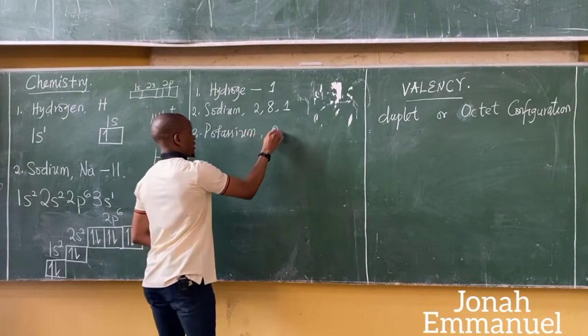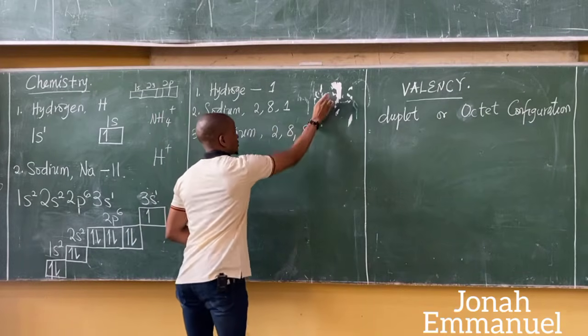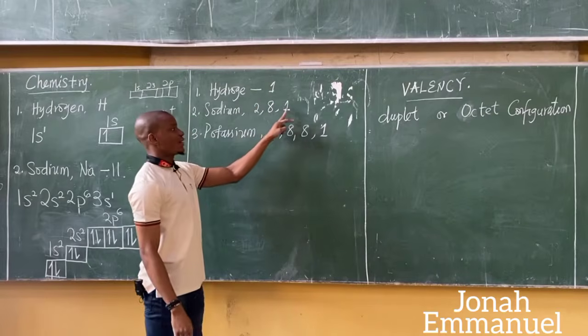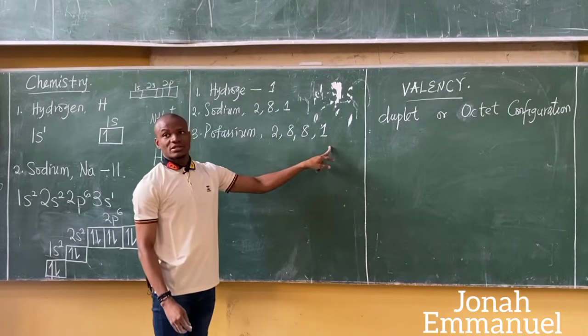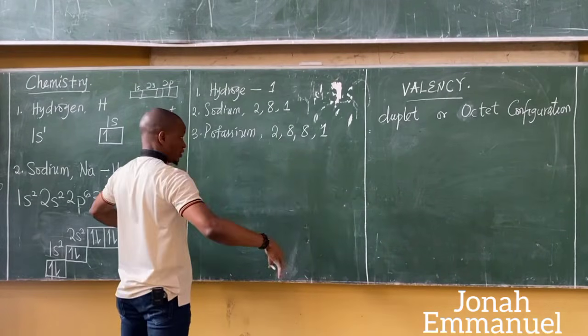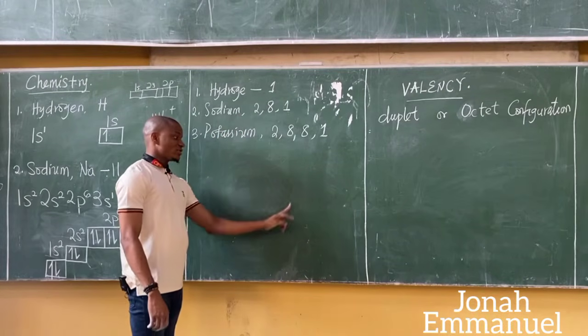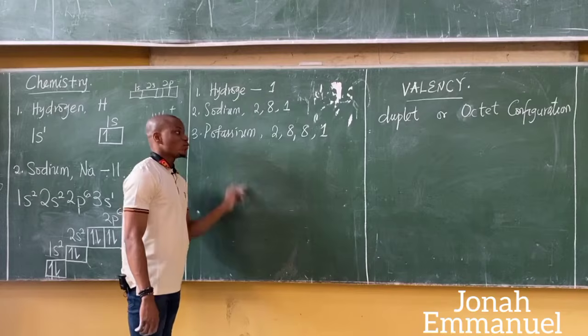Potassium. That was what there? 2, 8, 8, 1. So look at this. These ones are called valence electrons, the electrons on the outermost shell. So if I draw sodium now, sodium is actually 1 circle, 2, the second circle, 8, the last circle, 1.